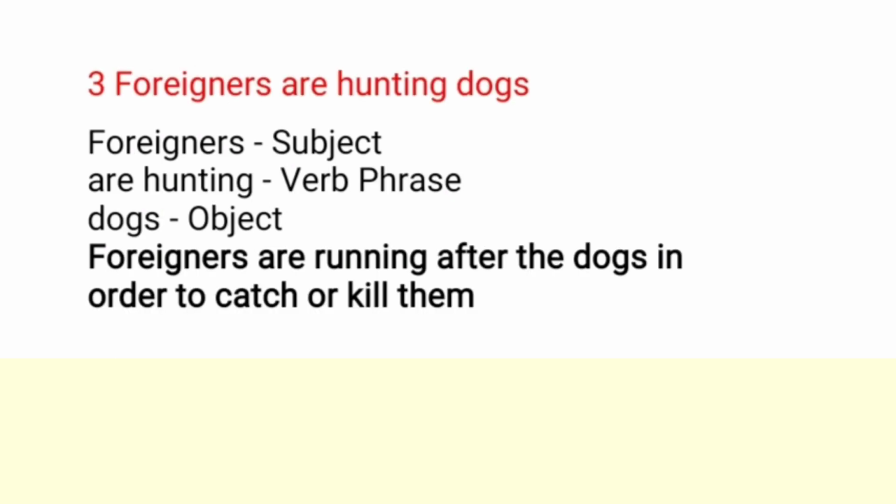Look at another example. This is a little different kind of structure. The example is foreigners are hunting dogs. Now, if you look at this sentence, you will understand there are two different structures in this sentence. The first one is in which foreigners is the subject, are hunting is the verb phrase, and dogs is the object. The meaning becomes foreigners are running after the dogs in order to catch or kill them.